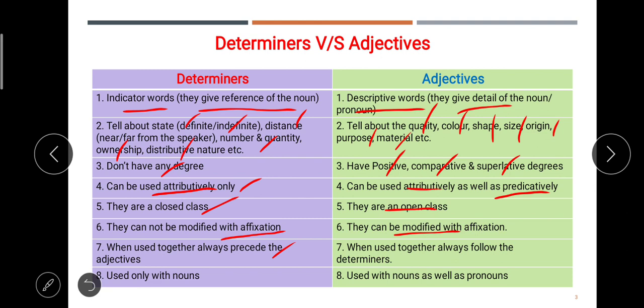And the last one is that determiners are used only and only with nouns, but adjectives can be used with nouns as well as with pronouns. They modify and qualify both categories, noun as well as pronoun, but this is not the case with determiners. So on the basis of these differences, modern grammarians decided to put determiners into a separate category, that is, the ninth one.